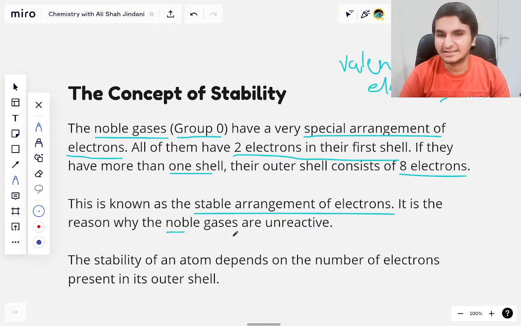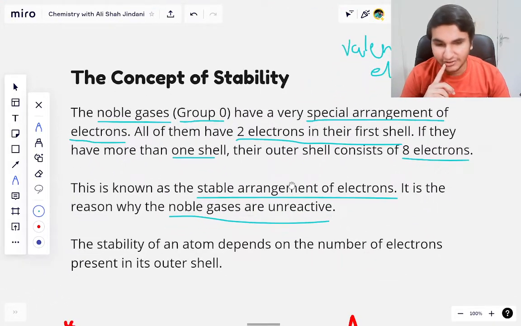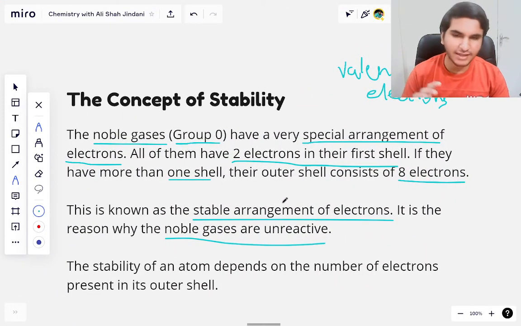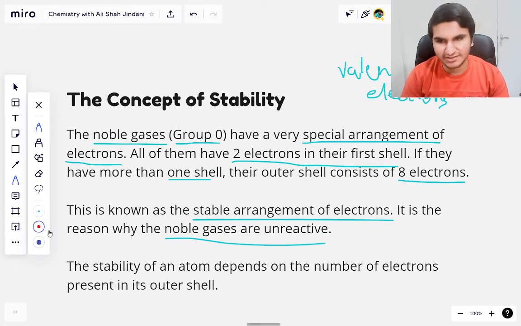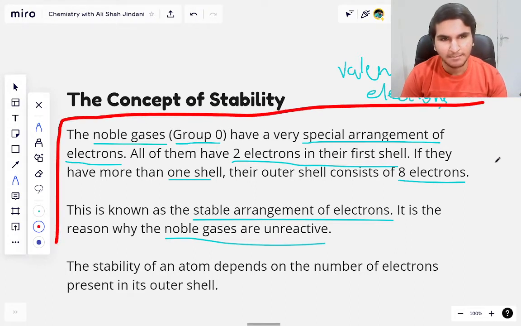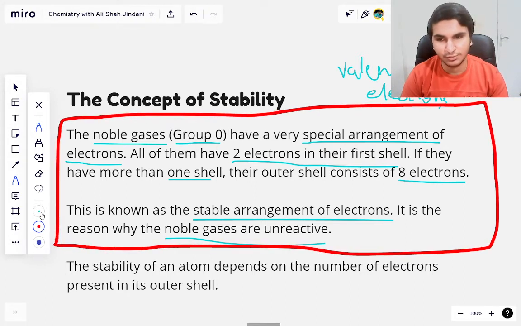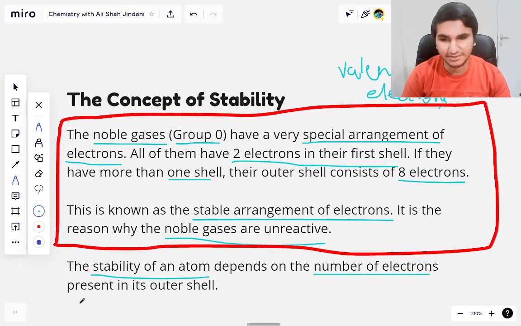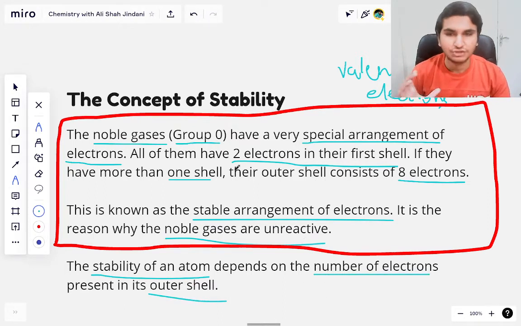So this is the reason why the noble gases are unreactive. They do not react with anything because they are already stable. They already have the required electrons, right? So they don't have to react to be stable. Now, what is the point of discussing all of this? Basically, it is to tell you that the stability of an atom depends on the number of electrons in the outer shell, aka the valence electrons, right? So this is the main idea here, right?